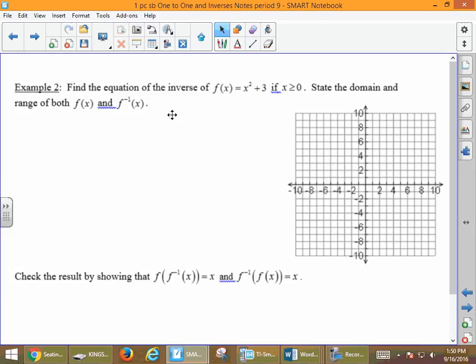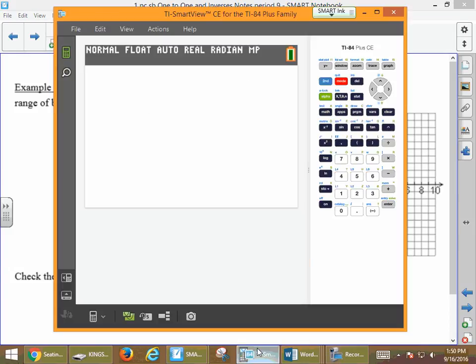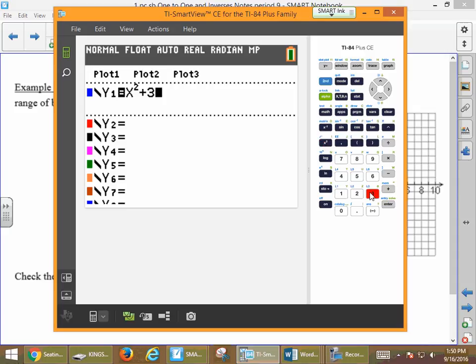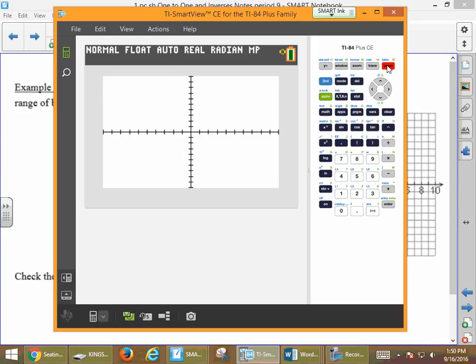Well, first of all, let's take a look on our calculators. What does x squared plus 3 look like? So we go to y equals, we type in x squared plus 3. And if we graph it there, we get this picture. But we have a restriction on it. It says, as part of the problem, if x is greater than or equal to 0. So this picture is not completely representative of what we're going to draw on our graph.